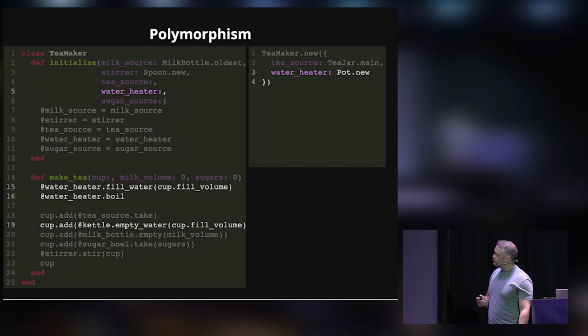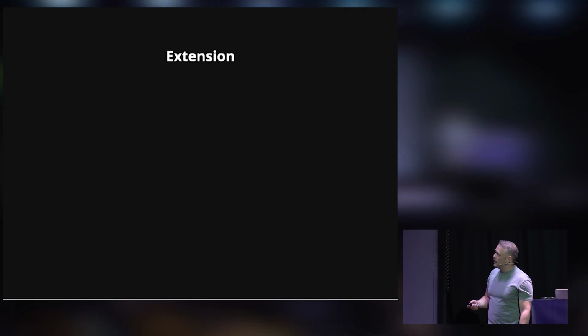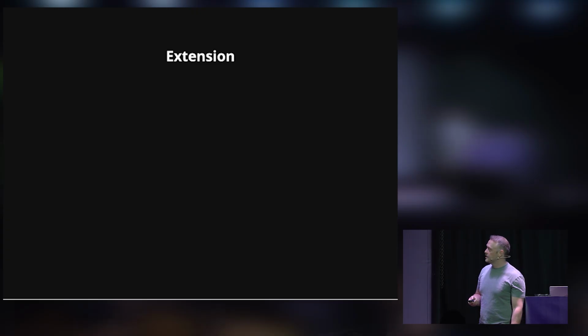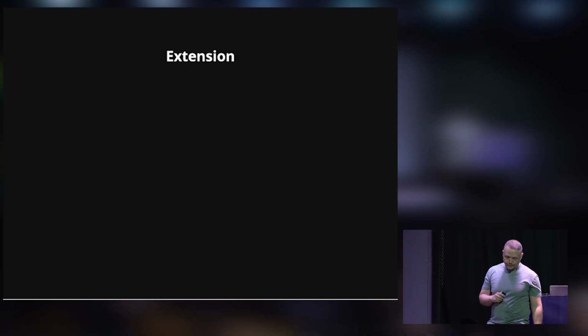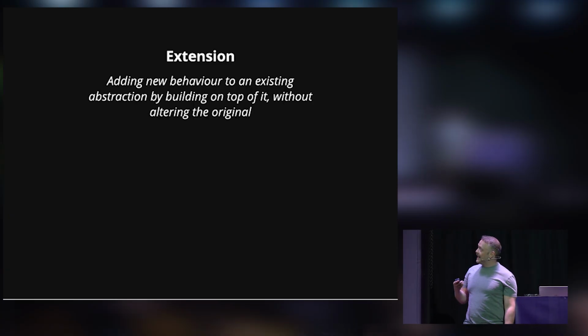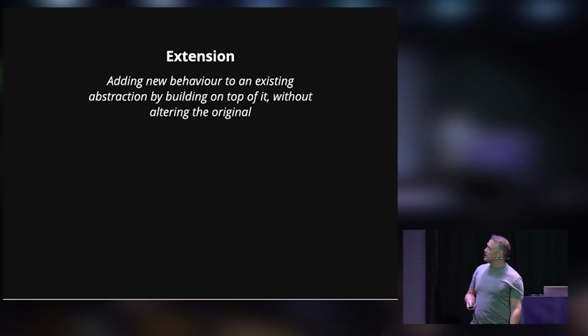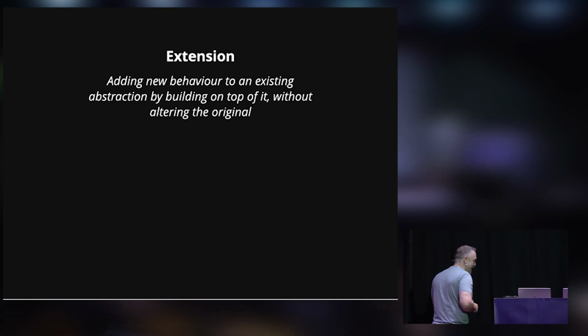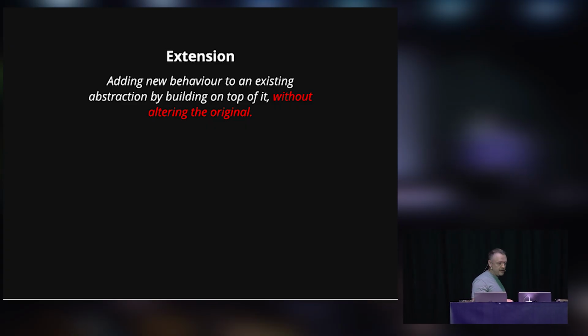So that's polymorphism. The next principle, I've called it extension. Often people say inheritance, but inheritance has become a bit of a four-letter word in software. People often argue that they prefer composition over inheritance. So I thought I would keep the peace by putting composition and inheritance under the same label called extension. Extension is adding new behavior to an existing abstraction by building on top of it without altering the original. And that last point there, I think, is what I want to draw attention to.